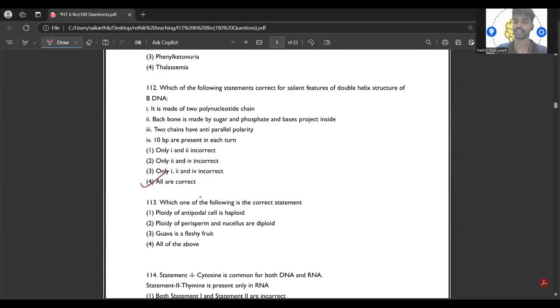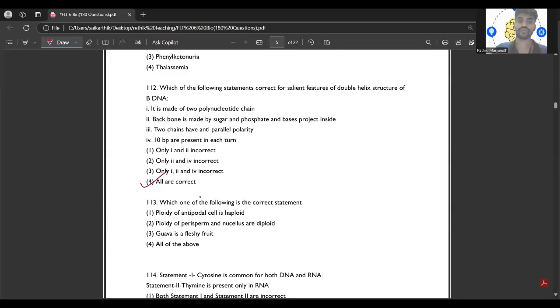Remember the structure here. It is made up of two polynucleotide chains where the backbone is constructed by the sugar phosphate and the bases project inside, and the two chains have what? Anti-parallel polarity, right? So 5' to 3' and 3' to 5' orientation.